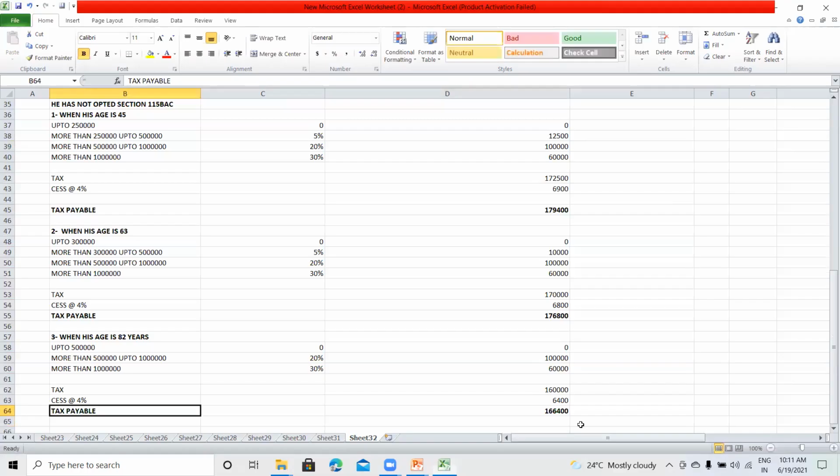So on the basis of such an example, we have understood how to calculate the amount of tax when the person has not adopted the provision of section 115BAC. Section 115BAC is not adopted by the assessee, and on the basis of the example, we have understood how to calculate tax in the case of different ages.